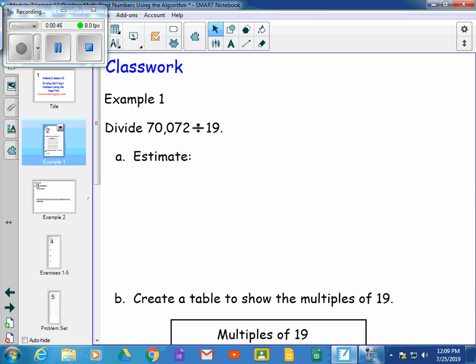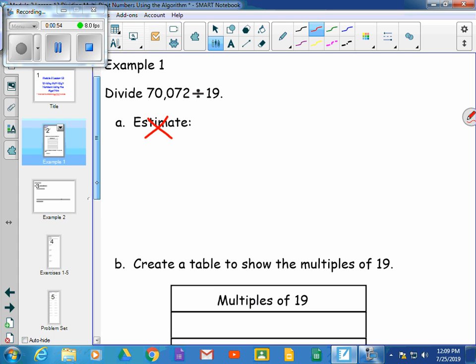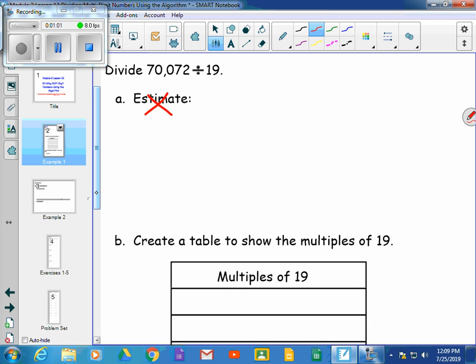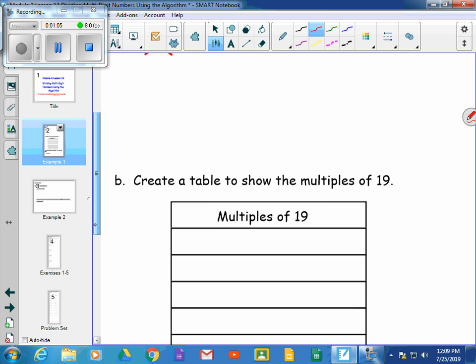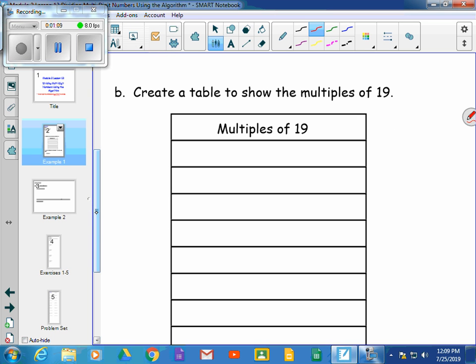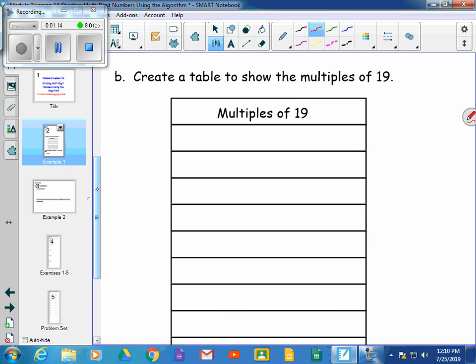We're going to divide 70,072 by 19. Now, I'm going to skip the estimate part. We're going to focus on the standard algorithm. To make it a little easier on us, I'm going to allow you to use a calculator in order to find the multiples of 19. Not to actually do the division, but to find the multiples of 19. We're going to list the first 9 multiples of 19.